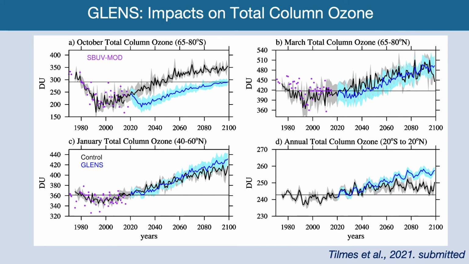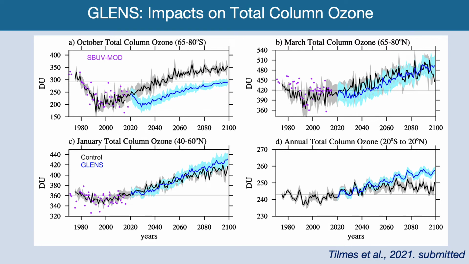The Antarctic ozone hole, which reached the lowest values of total column ozone in recent years, is expected to recover by the middle of the 21st century. The figure on the top left shows changes in total column ozone in the RCP 8.5 scenario in black and the stratospheric aerosol intervention scenario in blue. Those results are based on the GLENS results. The results show that the recovery of the ozone layer is delayed until the end of the 21st century with stratospheric aerosol interventions.